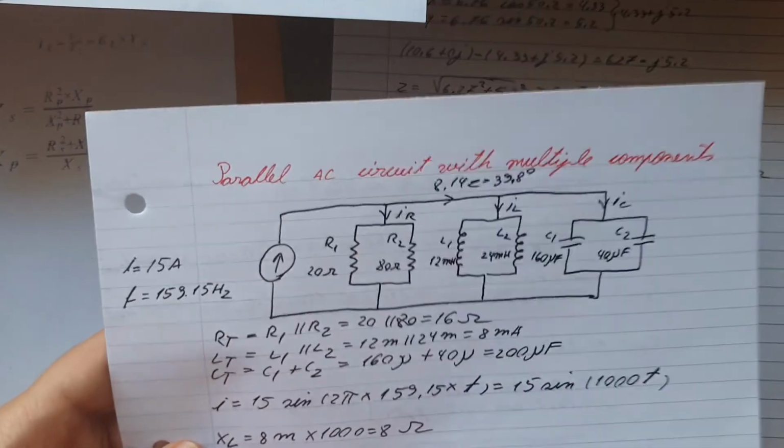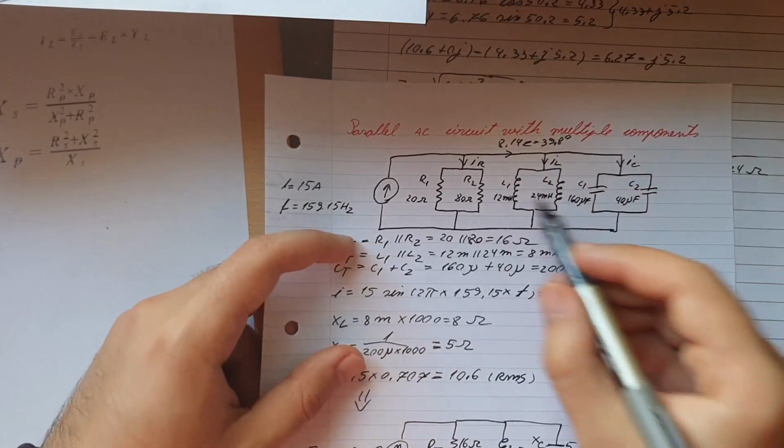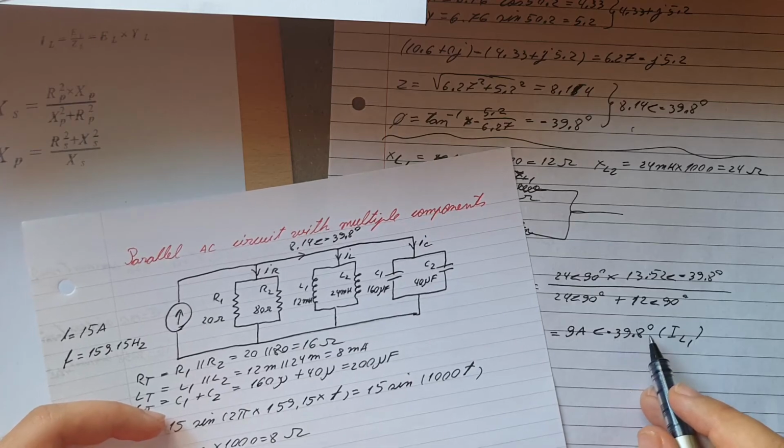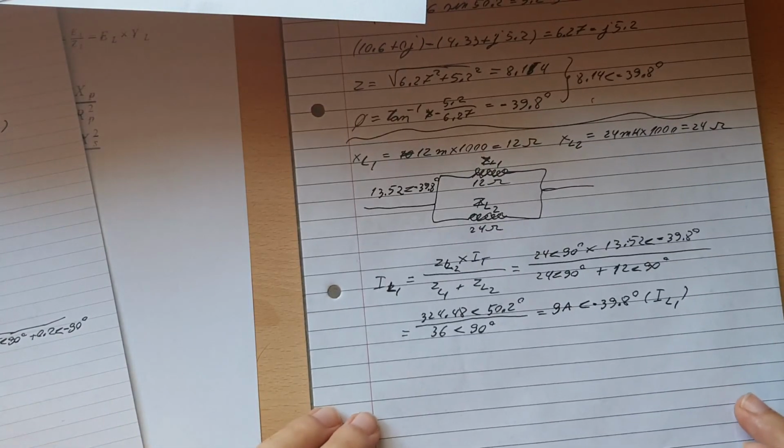Is it this one? Yeah, it's this one. Okay, which is this one, IL1, a current of 9 amps at an angle of minus 39.8 degrees is coming through this one here.